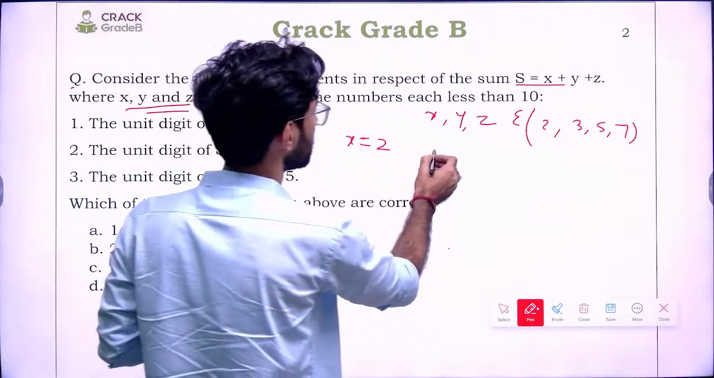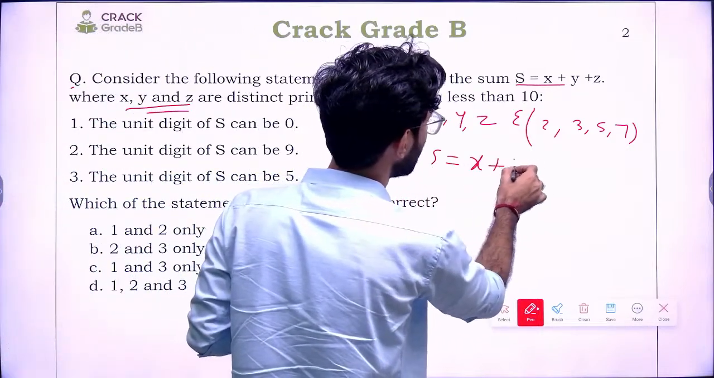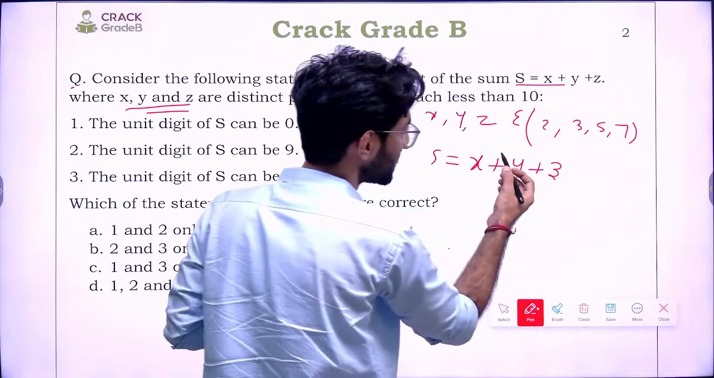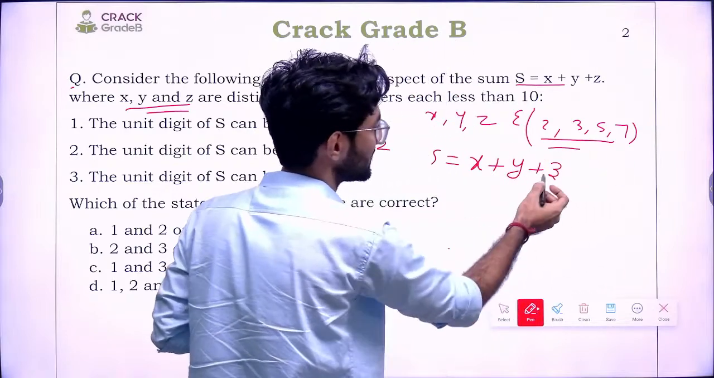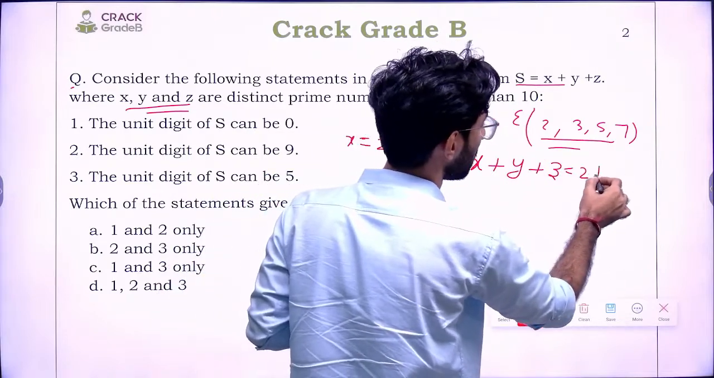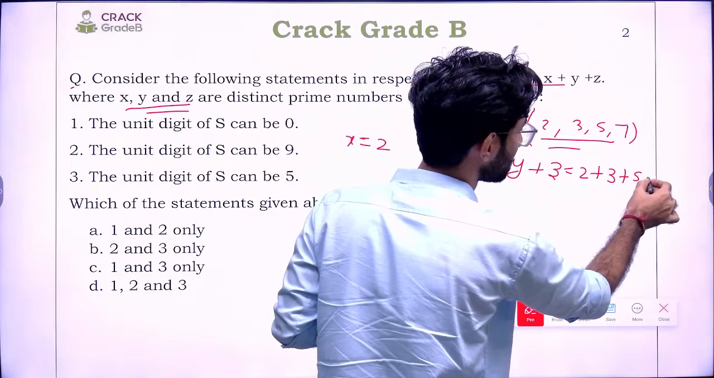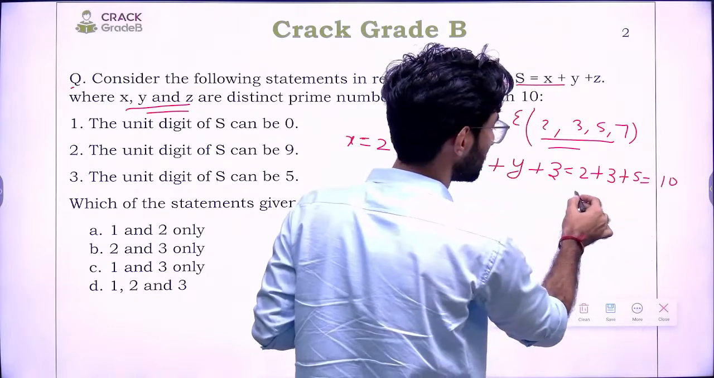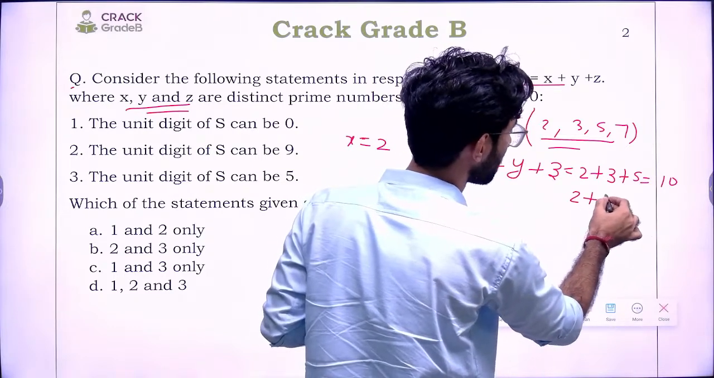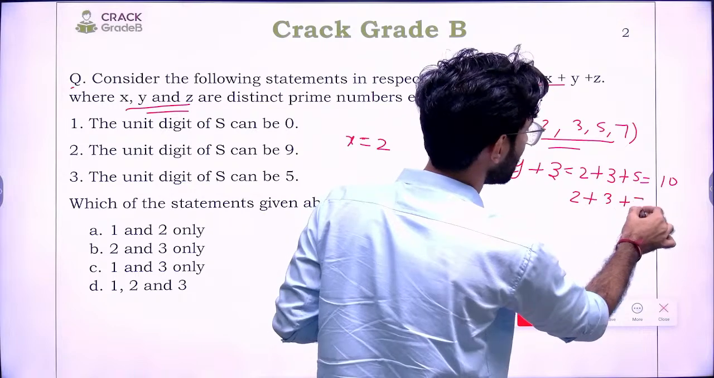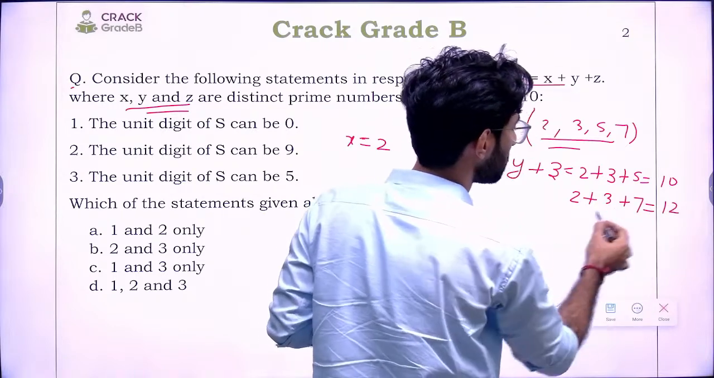So if s equal to x plus y plus z, we can say that the possible values of s are 2 plus 3 plus 5 equal to 10, right? Another possible value of s is 2 plus 3 plus 7 equal to 12.